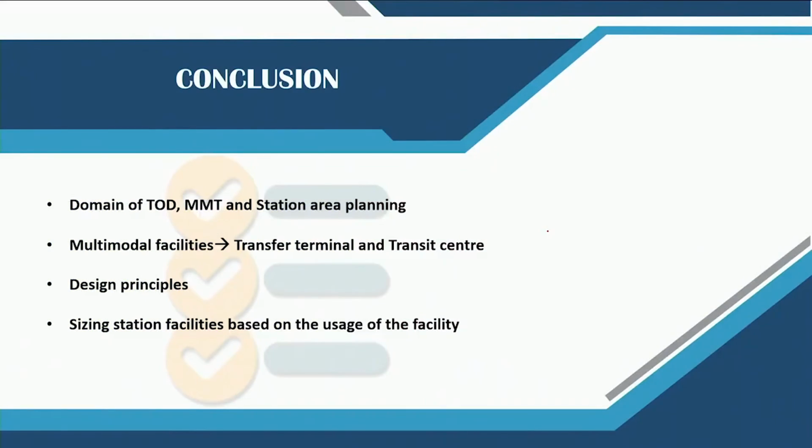So, in conclusion, today we looked at where the station area design plan falls in, and how it is an intersection between TOD, MMT and station area planning. We looked at transfer terminals and transit centers, how they differ and how they are similar, and then we got into how to design these station areas, what the 6 design principles are, and finally looked at sizing each of the different elements in the station.